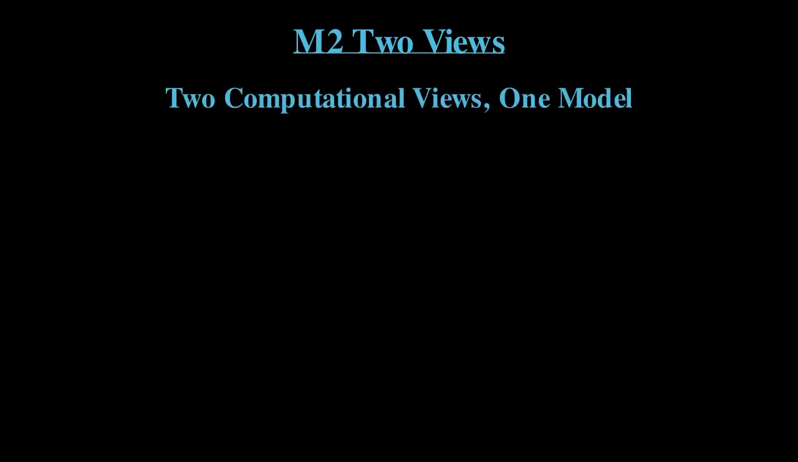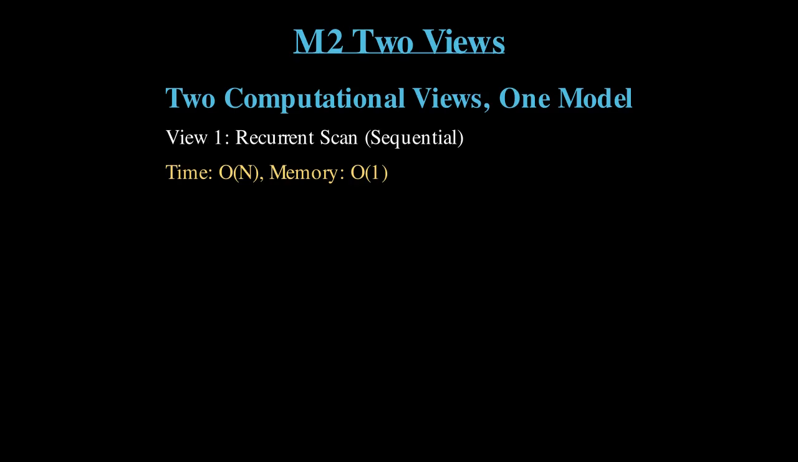This duality gives us two completely equivalent ways to compute the same operation. View 1 is the familiar recurrent SSM scan. This is a sequential process that computes the output step by step. It's very memory efficient, running in O of n time and O of 1 extra memory, ignoring parameters. This is ideal for training on very long sequences or for autoregressive generation.